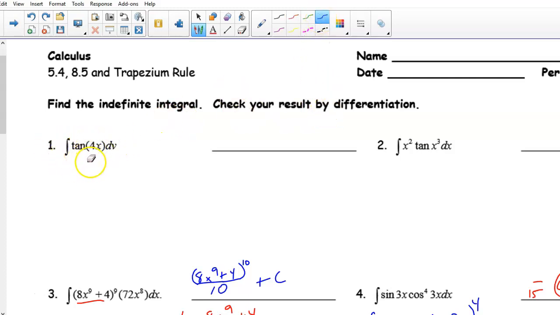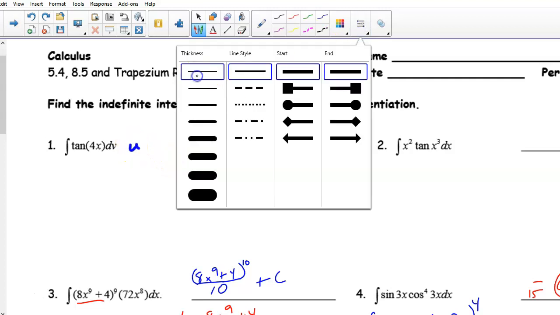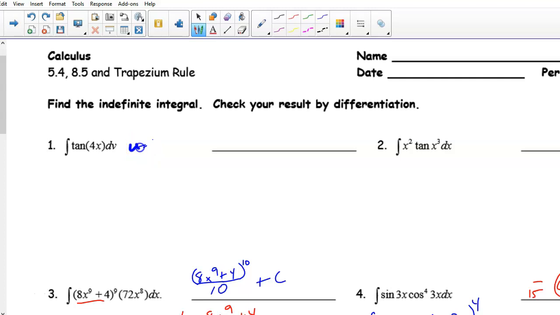Right here, we're going to do u substitution. I'm going to start by making u 4x. All right, and then take the derivative of that. So du over dx is going to be 4. And then we rewrite this to have du over 4 equals dx. Now, I'm going to integrate tan of u, du over 4.